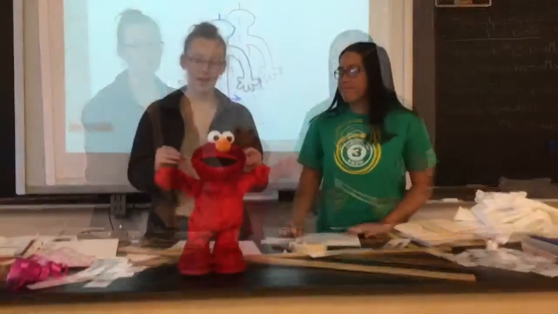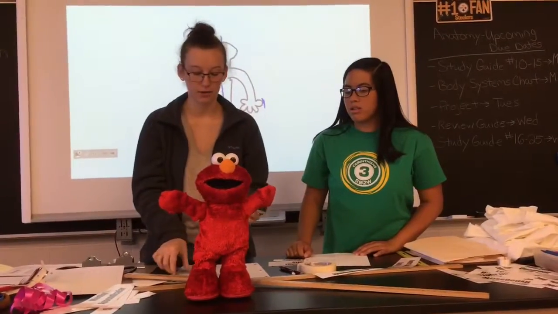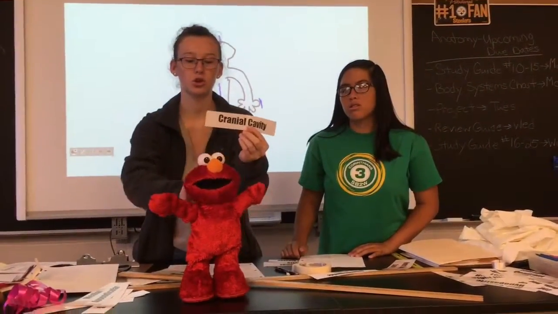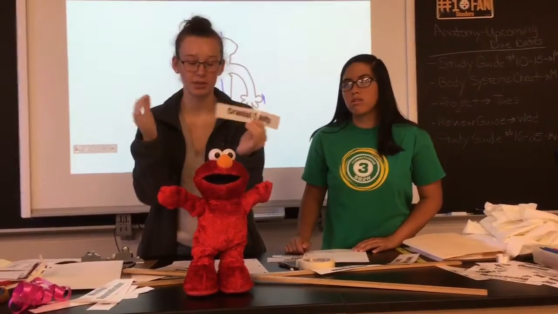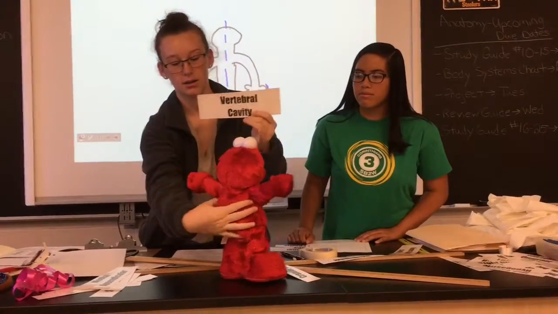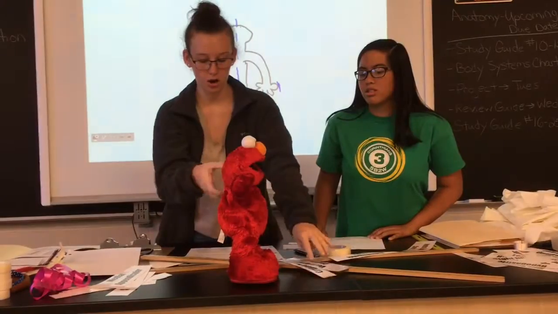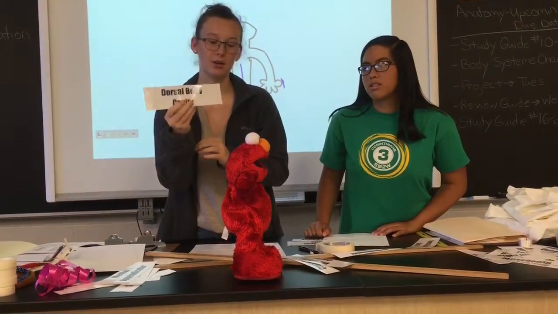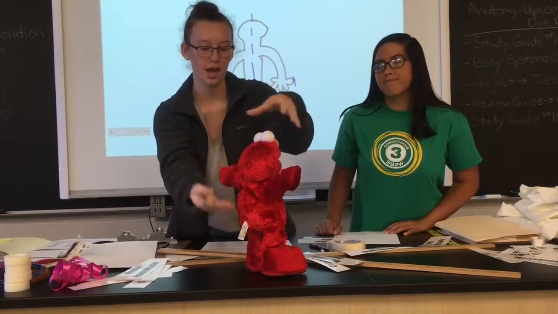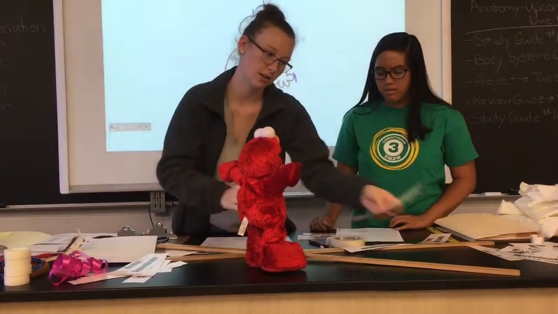Next, as I mentioned before, the cranial and vertebral cavity. The cranial cavity refers to your skull. It encases the brain and protects it. Your vertebral cavity is the cavity that protects the spinal cord. And this is all a part of the dorsal body cavity, which is protecting the nervous system as a whole. So your cranial and vertebral cavity are subdivisions of your dorsal body cavity.